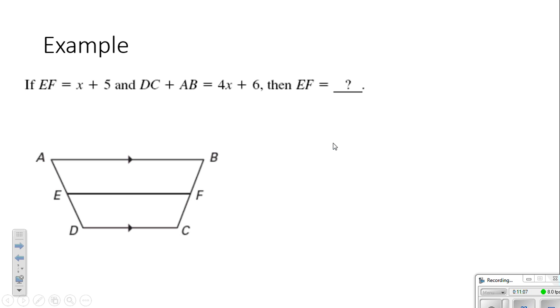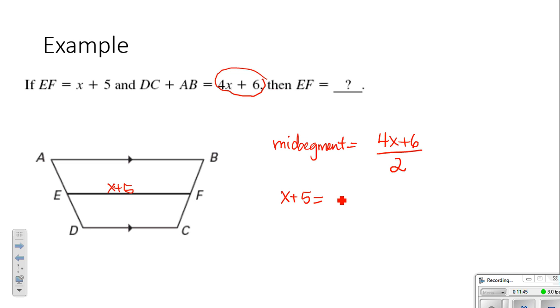If EF is x plus 5, so I'm going to say x plus 5. It's always good to label your figures. And then it says DC and AB add up to be 4x plus 6. So midsegment is equal to the two bases, which are 4x plus 6, divided by 2. And that's equal to the midsegment. We already know the midsegment is x plus 5. So it's x plus 5 equals 4x plus 6 divided by 2.